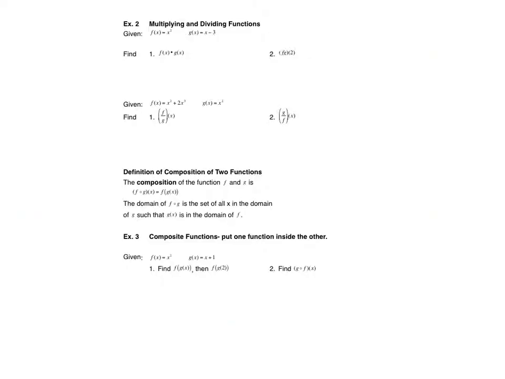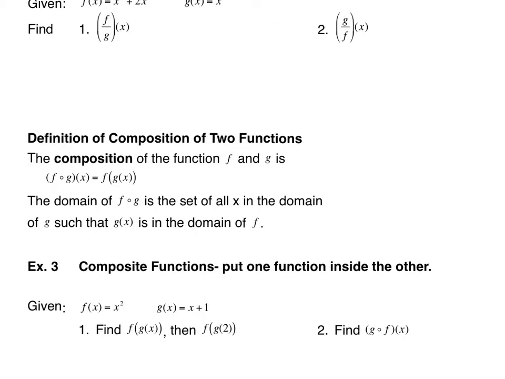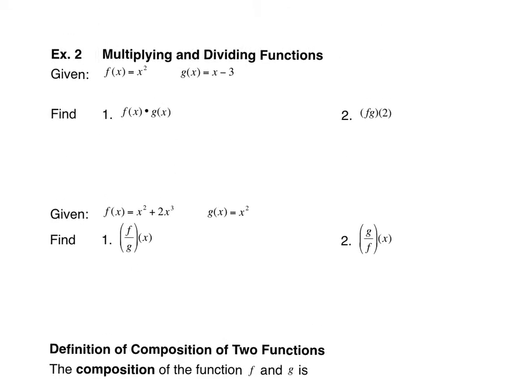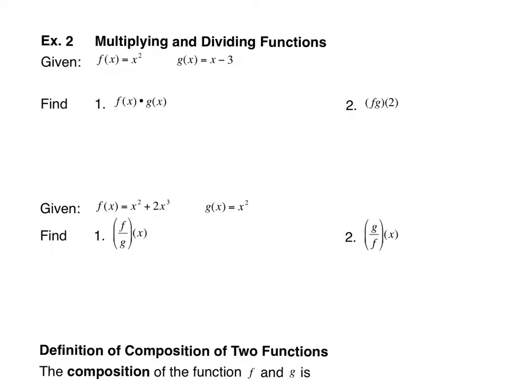So now we're going to multiply and divide functions. So let me make this bigger. There we go. Okay, so again, instead of f of x times g of x, and notice that that's a closed circle; if it's open, it means a composition. This could have been written as f times g of x. They both mean the same thing.